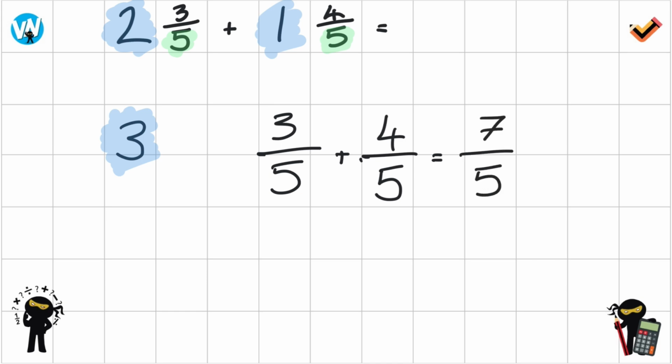Now that's an improper fraction, so we're going to need to convert because the numerator is larger than the denominator. So to convert, all we do is we work out how many 5s are in 7. So we've got 7/5, as we can see below. 1, 2, 3, 4, 5, 6, 7. We're saying how many fifths are in the 7? There's one lot of 5, so that's a whole.